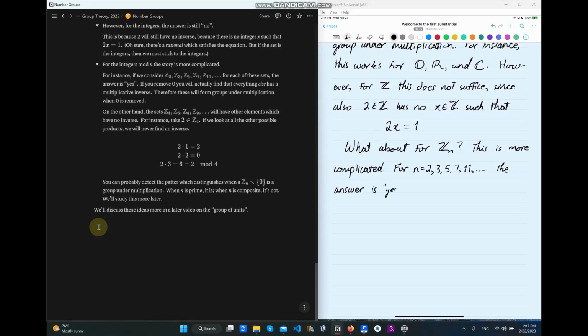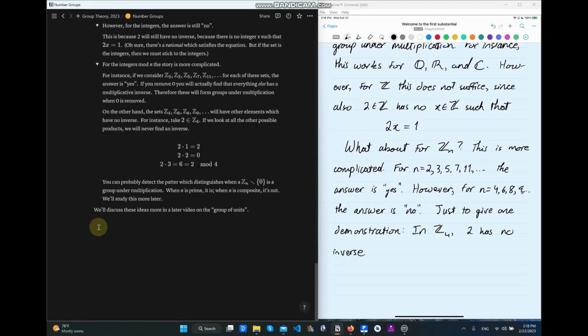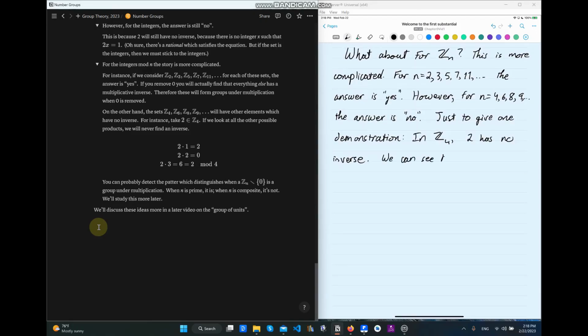Okay, what about for the integers mod n? Well, this is more complicated. For n equal to 2 or 3 or 5, 7 or 11, and so on, the answer is yes. However, for n equal to 4, 6, 8, 9, and so on, the answer is no. Just to give one demonstration, in Z mod 4, 2 has no inverse.